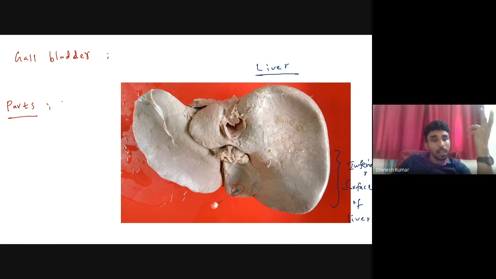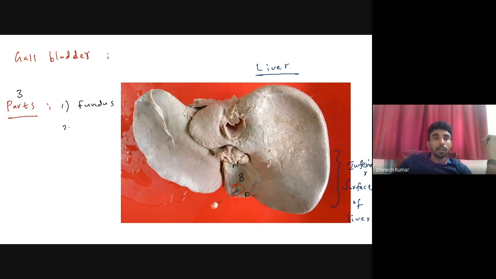That is gallbladder. Yes, the 3 parts of the gallbladder are, one is fundus, then we have body, then we have neck. So the 3 parts of the gallbladder are fundus, body, and neck of gallbladder.